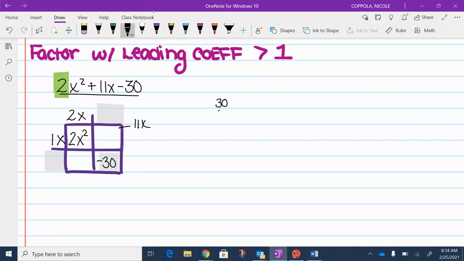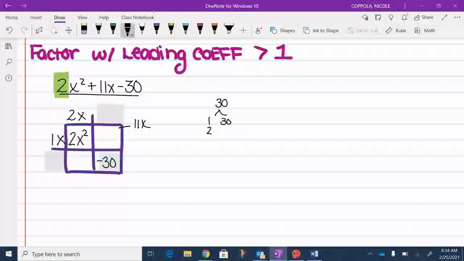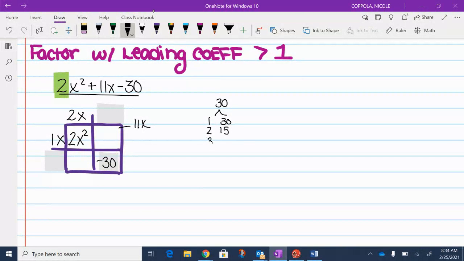So here we go. Factors of 30 are 1 times 30, 2 times 15, 3 times 10, and 5 times 6. Here are all my options that I can put in these gray slots. That's a lot of options. One thing I will tell you is that you will never put two even numbers on the same side of the box. If I tried to select the pair 2 and 15, I would not put a 2 here, because that means you forgot to factor out a GCF.